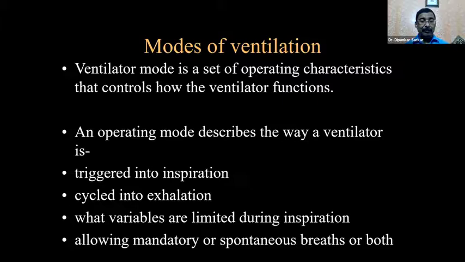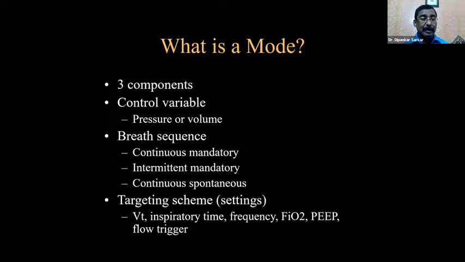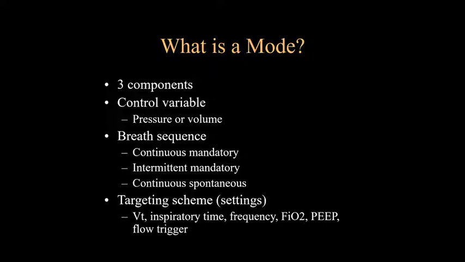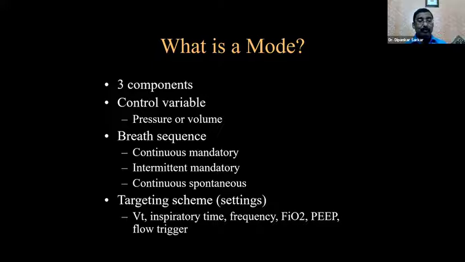The mode has three components. One is the control variable, where you can control the pressure or volume. The breathing sequence, whether it's continuous mandatory or intermittent mandatory, and the targeting scheme. That means what you want to target: how much tidal volume you want to give, how you want to set the inspiratory time, or the total time of respiration, or the IE ratio, how you want to set the FiO2, the peak, and the flow triggering.